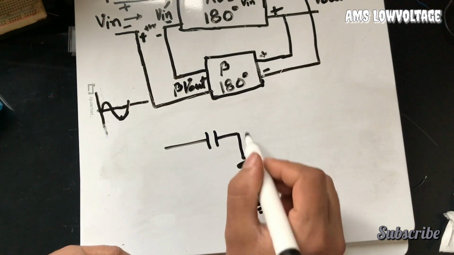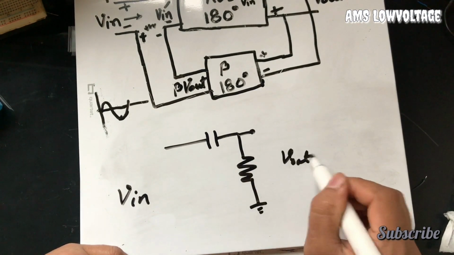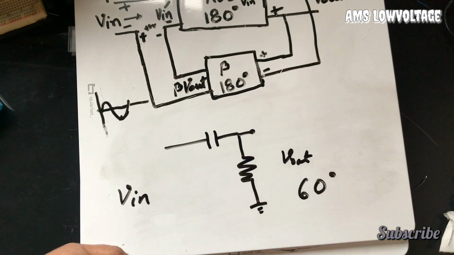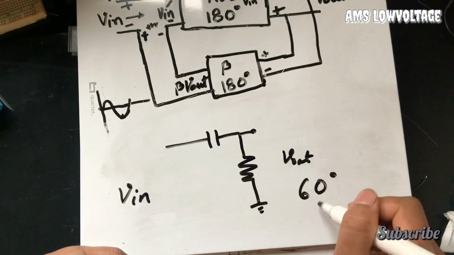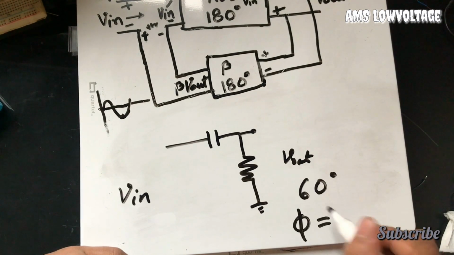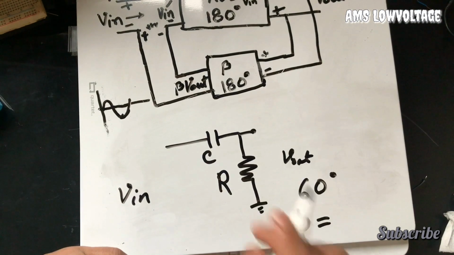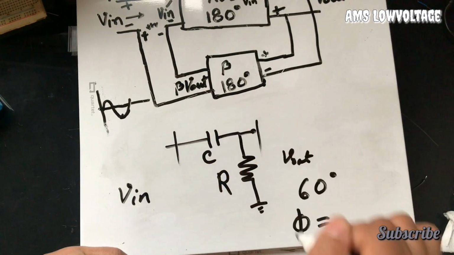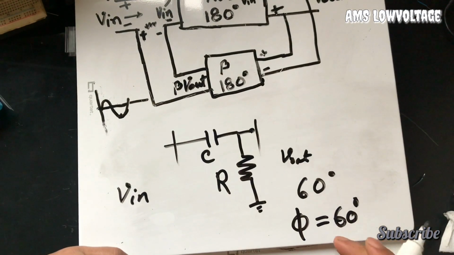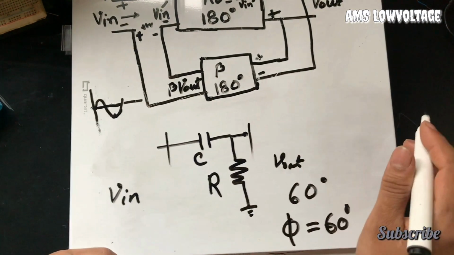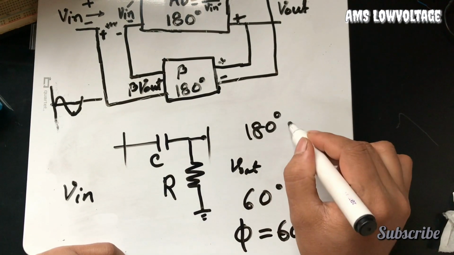We know that with this type of RC circuit, if the Vin is here, you can get the Vout with a phase shift of 60 degrees. But the phase angle phi is dependent on the component's values. So for one RC high pass filter circuit, we can get about a 60 degree phase angle, and then we need to add another two similar circuits to get a total 180 degree phase shift.